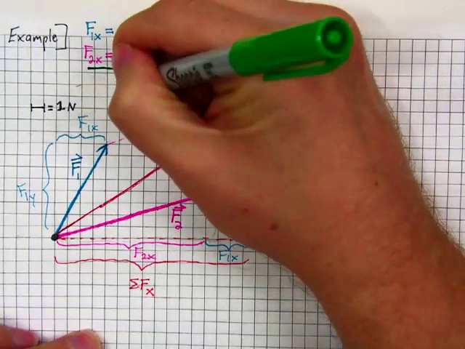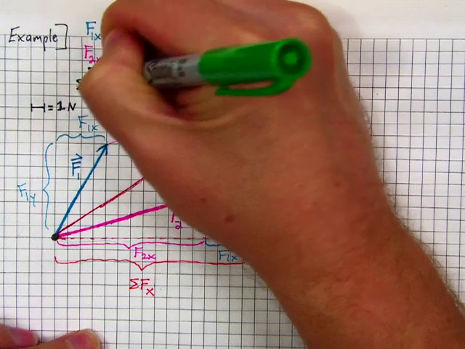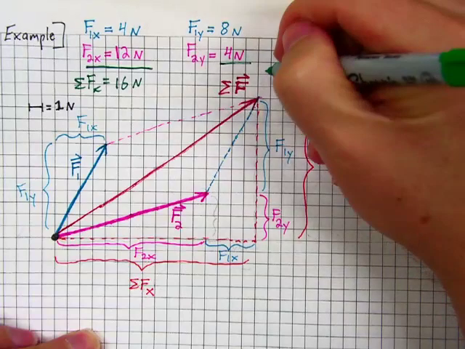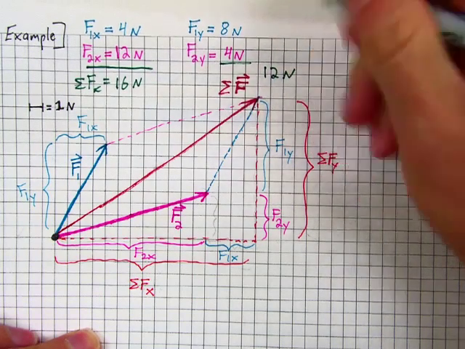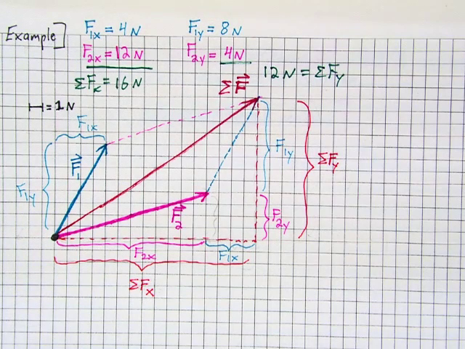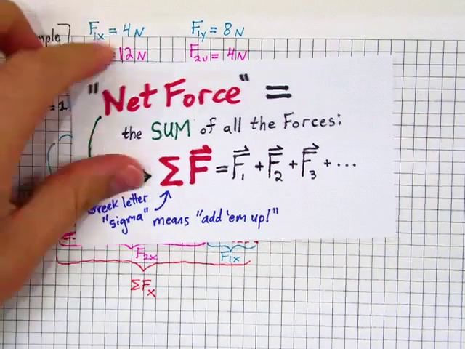12 and 4 gives us 16 newtons. That's the x component of the net force. Summing those two, the 8 and 4, I'm out of room. We get 12 newtons for the y component of the net force. What we've done is found the sum of multiple forces here by adding up their components.